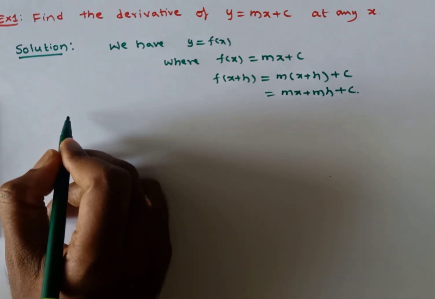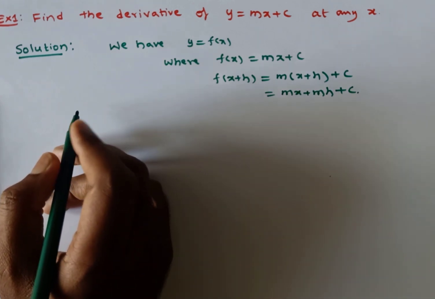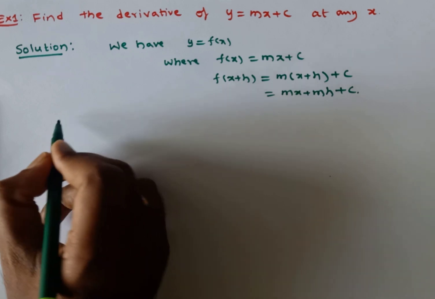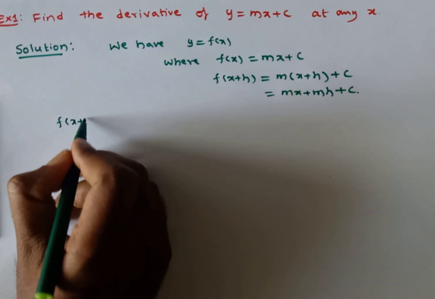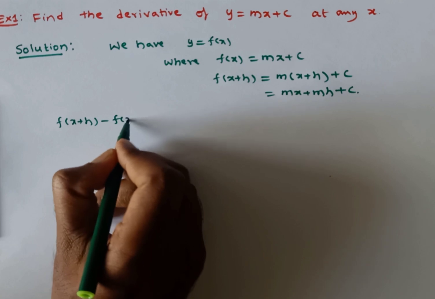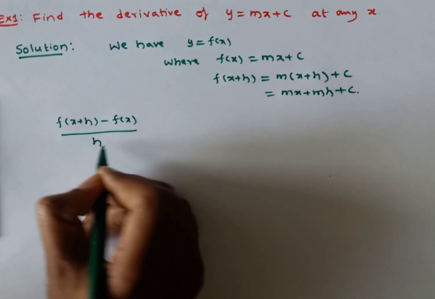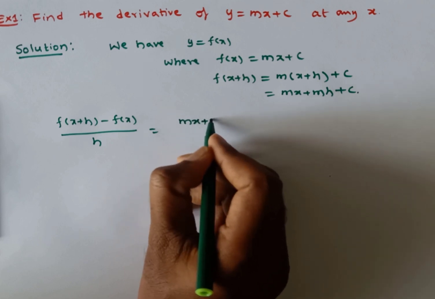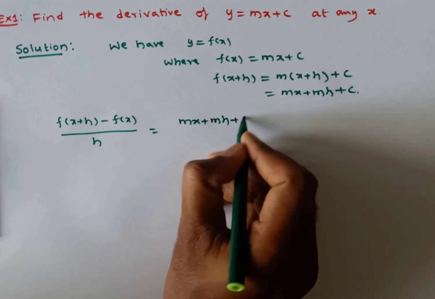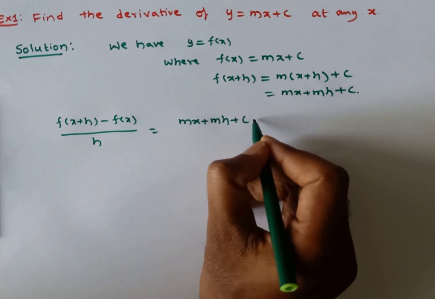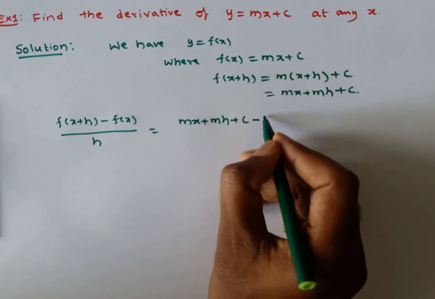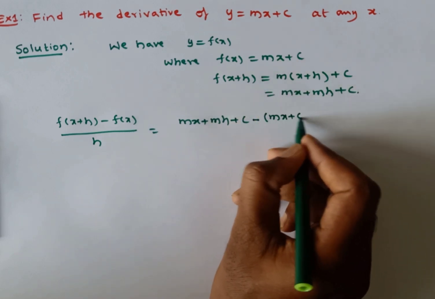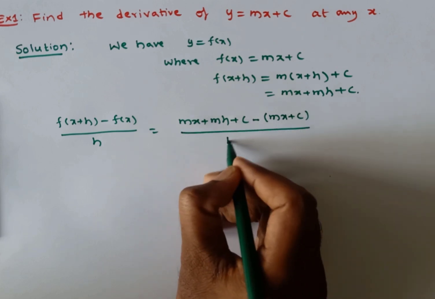Now the second step: we need to expand and simplify the difference coefficient, right? So that is f of x plus h minus f of x, divided by h. Now f of x plus h is mx plus mh plus c, and minus f of x, which is mx plus c, divided by h.